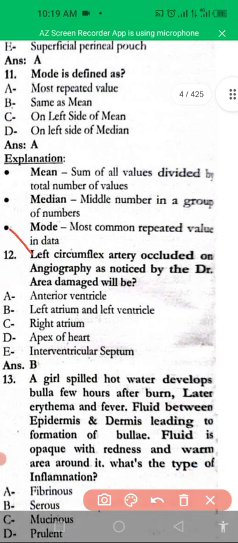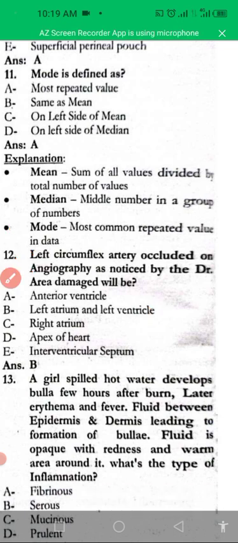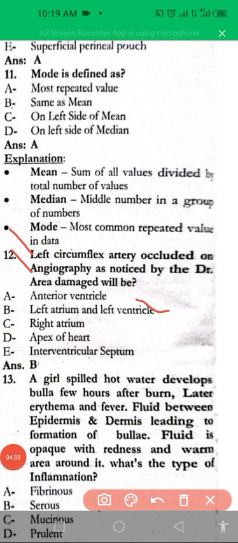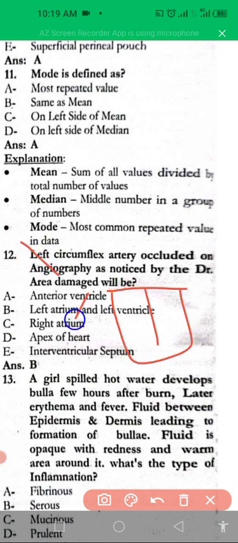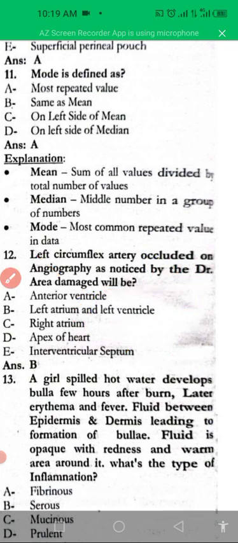Next one is a left circumflex artery occluded on angiography noticed by the doctor. Which area will be damaged? Left atrium and left ventricle will be damaged because the left circumflex artery supplies the left atrium and left ventricle. So in this way, the patient will have left side loss because of left circumflex artery damage.